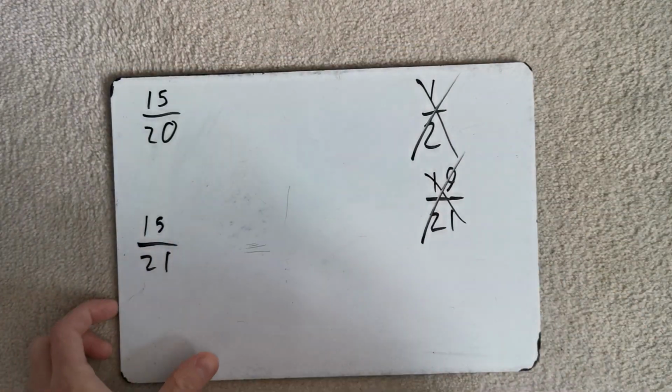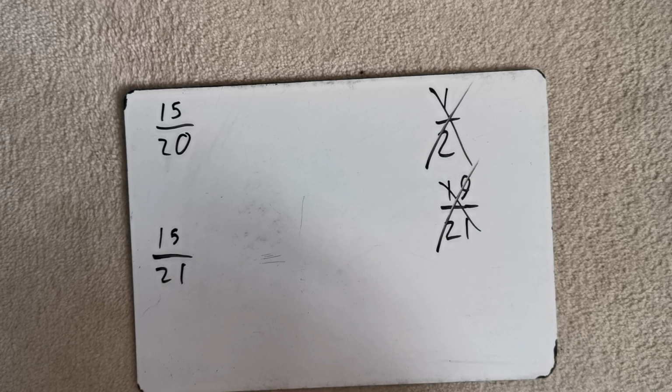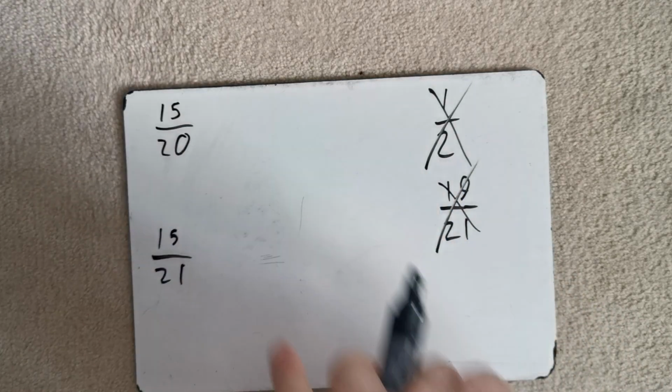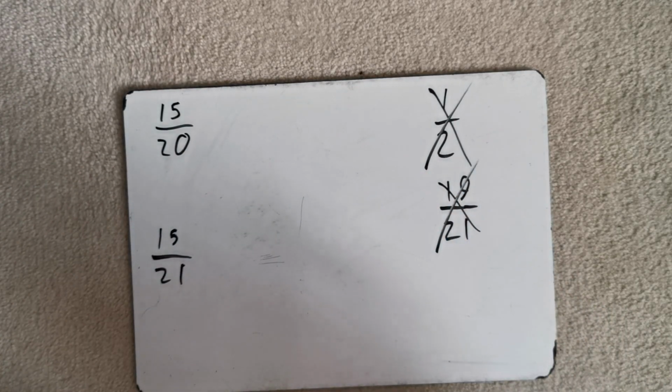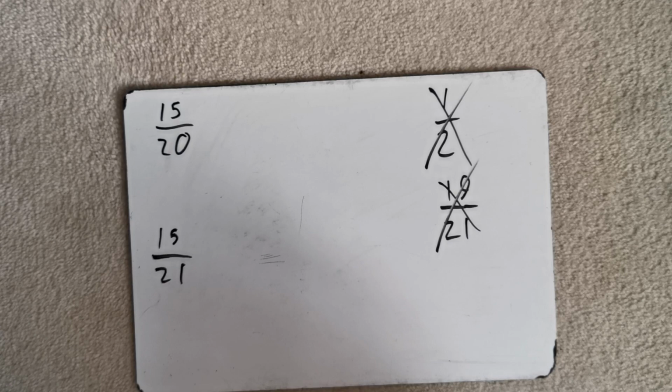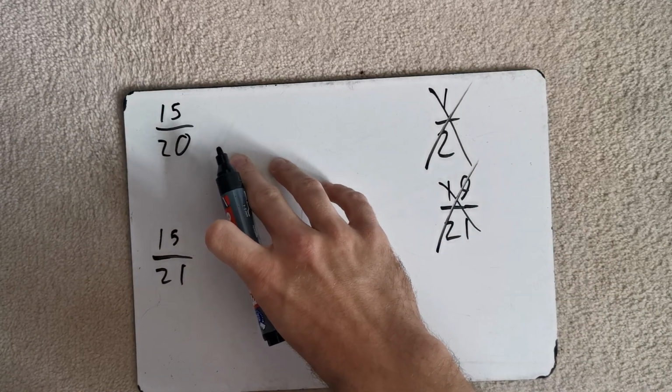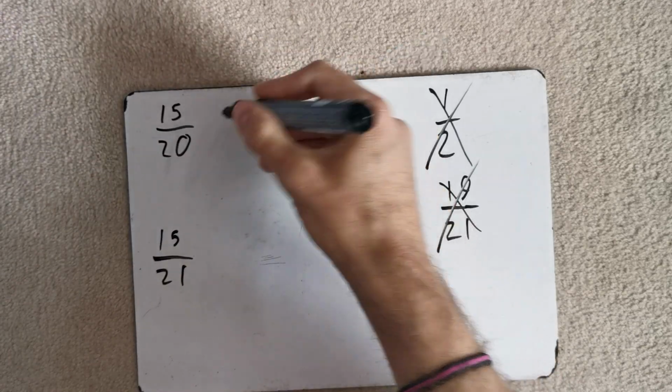However, you might notice that this one here, this 15 out of 20, can simplify. And the reason for that is that they're both in a common times table. They're both in the same times table. So have a think. What times table are they both in? Correct, they are in the 5 times table.